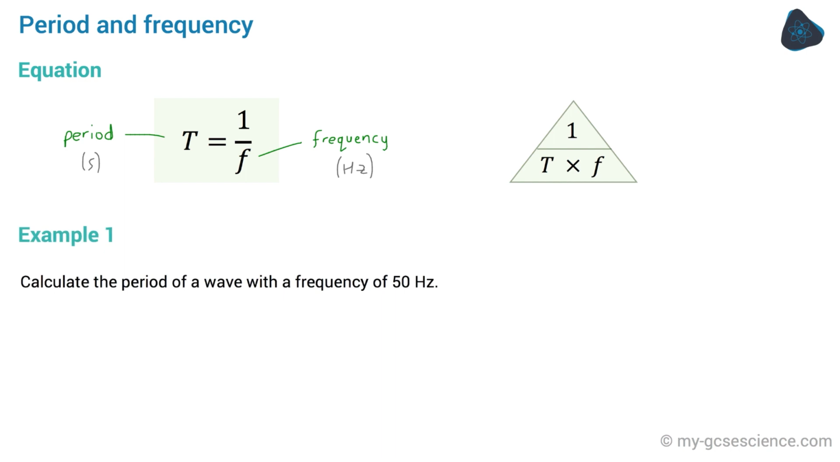Here's a nice easy example to warm you up, starting off with T equals 1 over f, then subbing in that becomes 1 over 50, to give a period of 0.02 seconds.